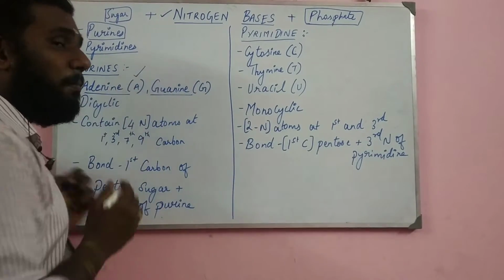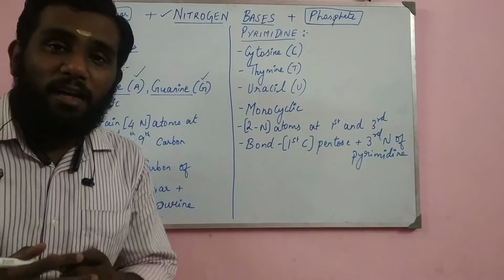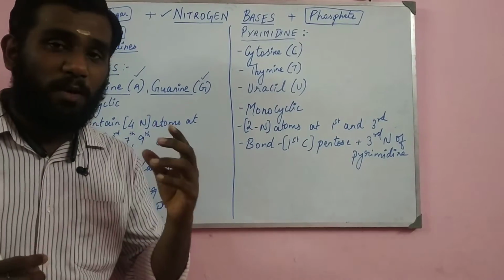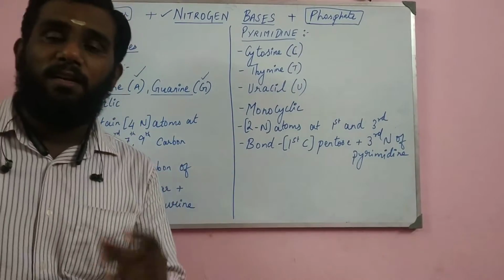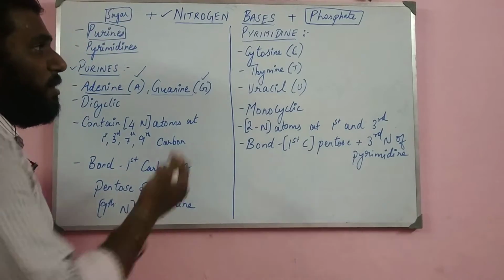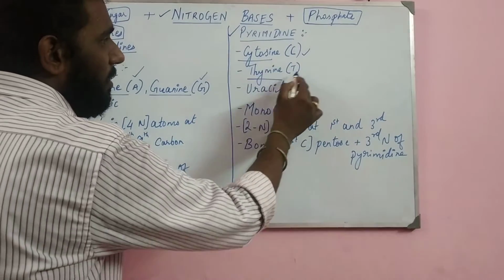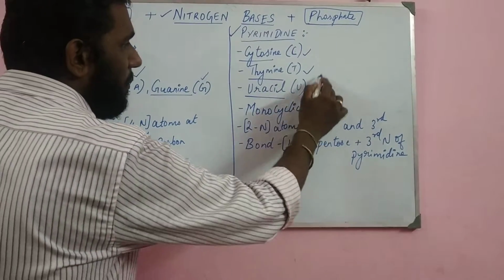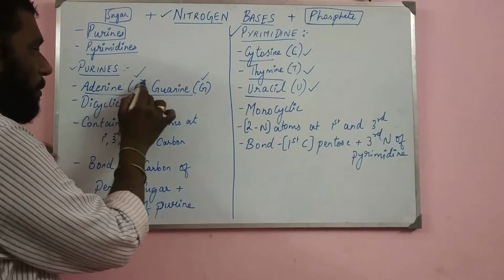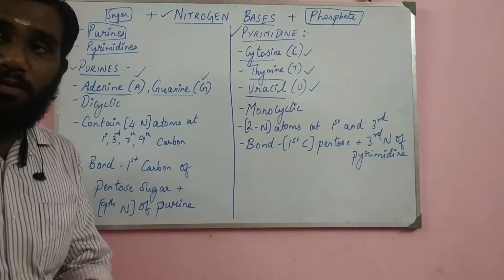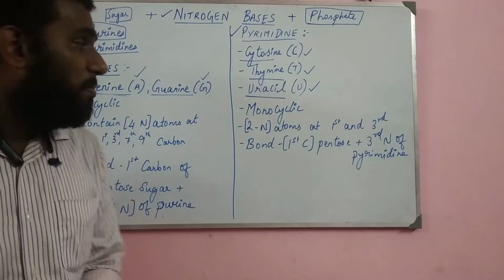Adenine is represented by the capital letter A and guanine by the capital letter G. Usually, the first letter of the word is taken to represent that particular base. You'll find the same thing in pyrimidines as well: cytosine is represented by C, thymine by T, and uracil by U. So coming back to purines, adenine is A and guanine is G. These are the two basic purines found as nitrogenous bases.